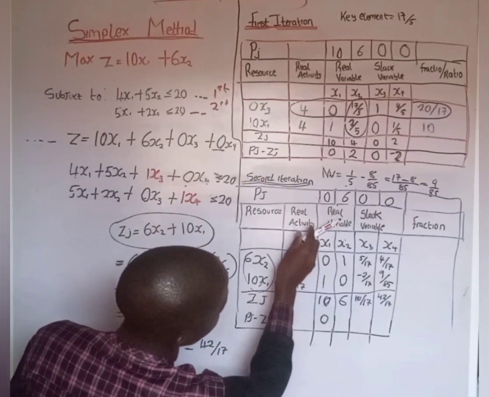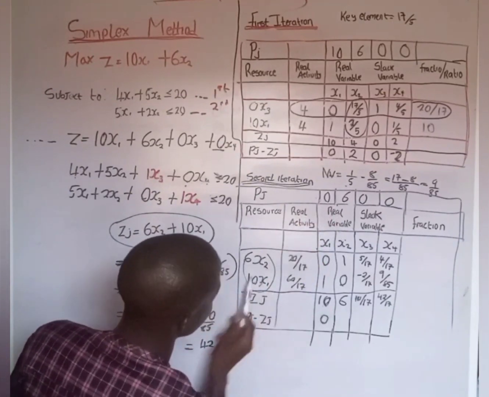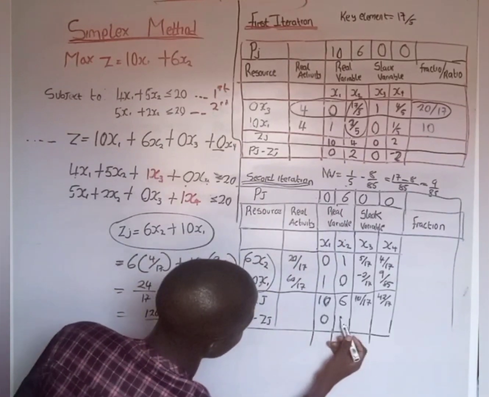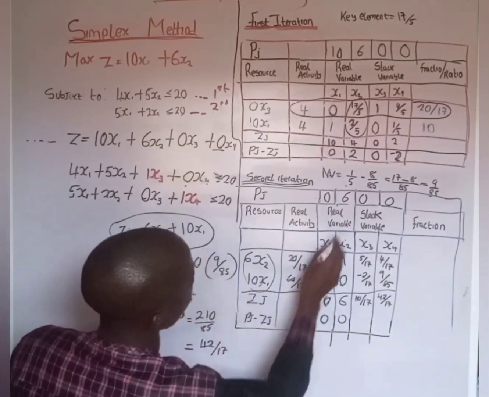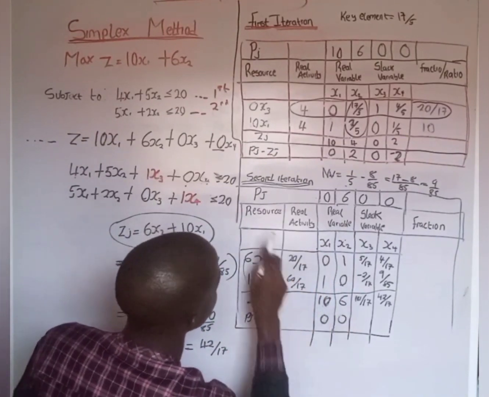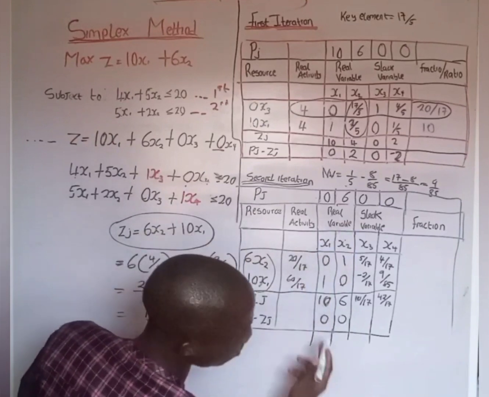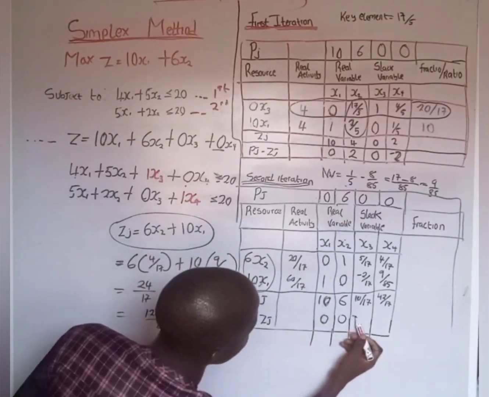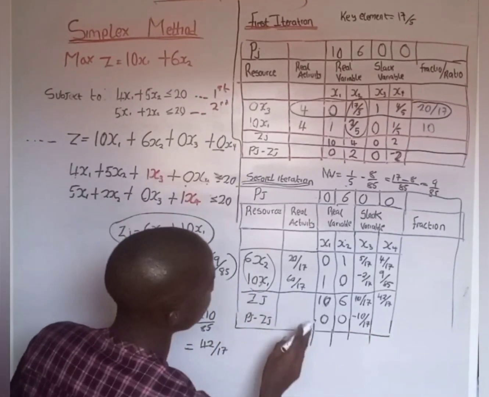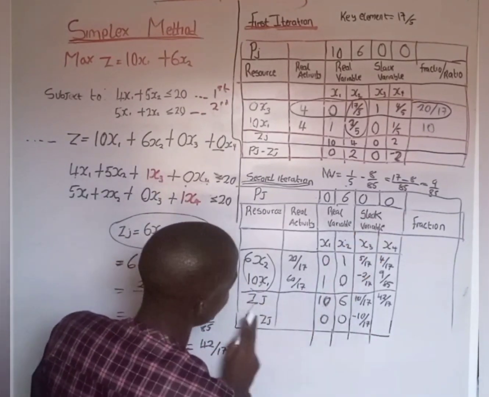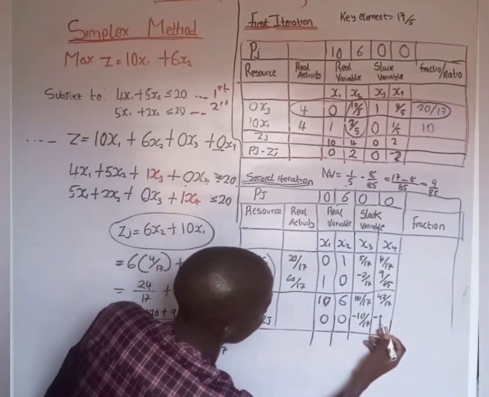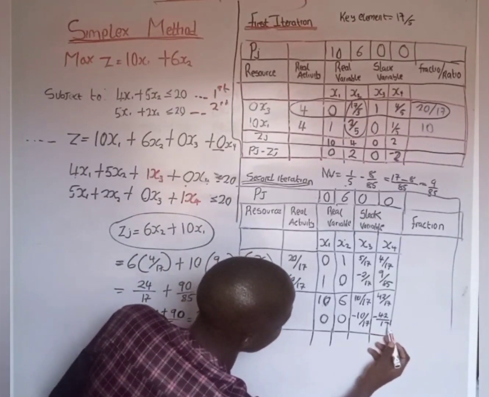For the column X2, I'm going to be having 6 minus 6. The value of PJ here is 6, the value of ZJ is 6, so 6 minus 6 is 0. For the third column, ZJ is 10 over 17, while PJ is 0. So 0 minus 10 over 17 gives me minus 10 over 17. For the next column, PJ is 0 and ZJ is 42 over 17. So PJ minus ZJ will be minus 42 all over 17.